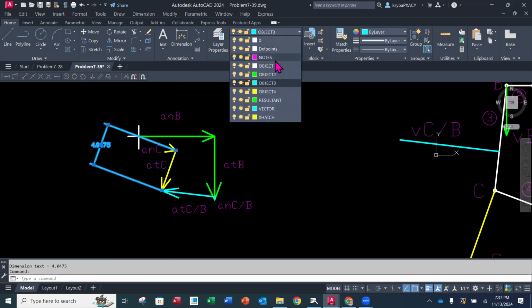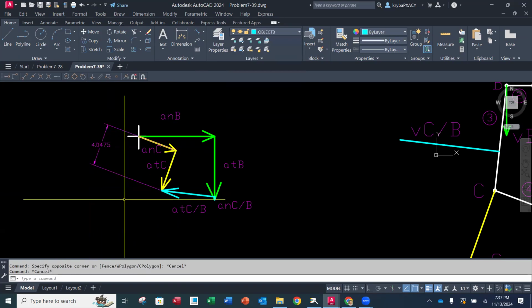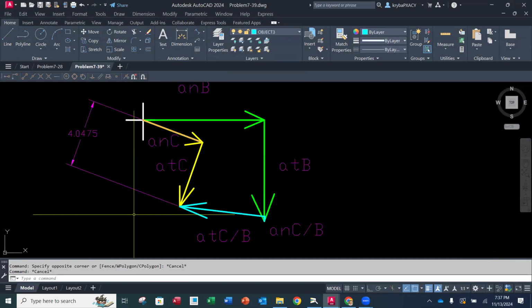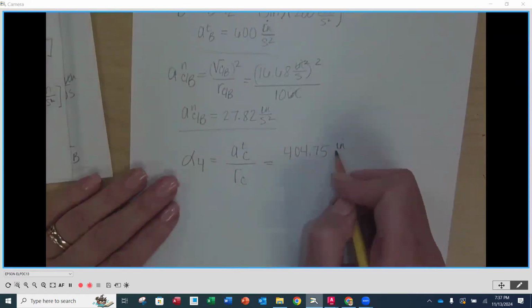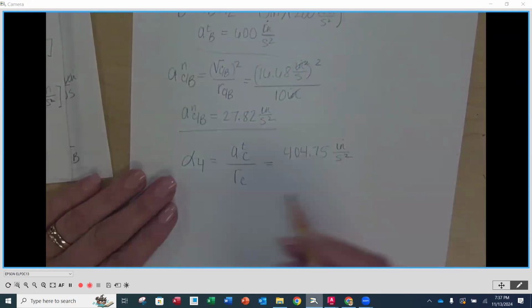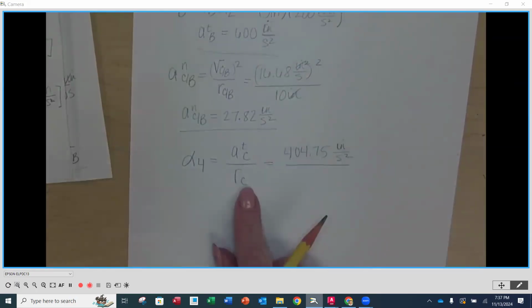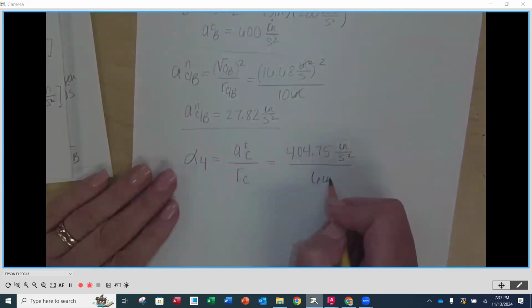Change that to the notes layer so I can read it. And you'll notice here that it's 4.0475. So we need to move the decimal place 2 places to the right. That means our tangential acceleration at C is going to be 404.75 inches per second squared, divided by the radius to point C from its center of rotation, which is 6 inches.